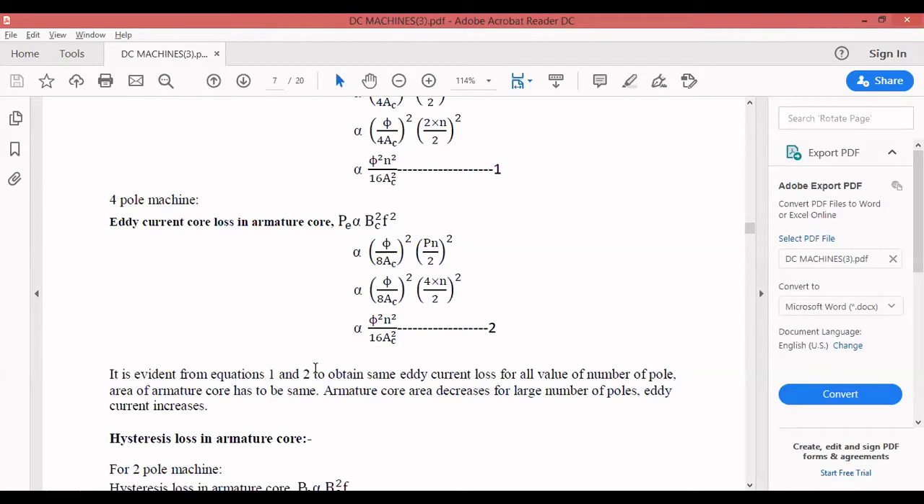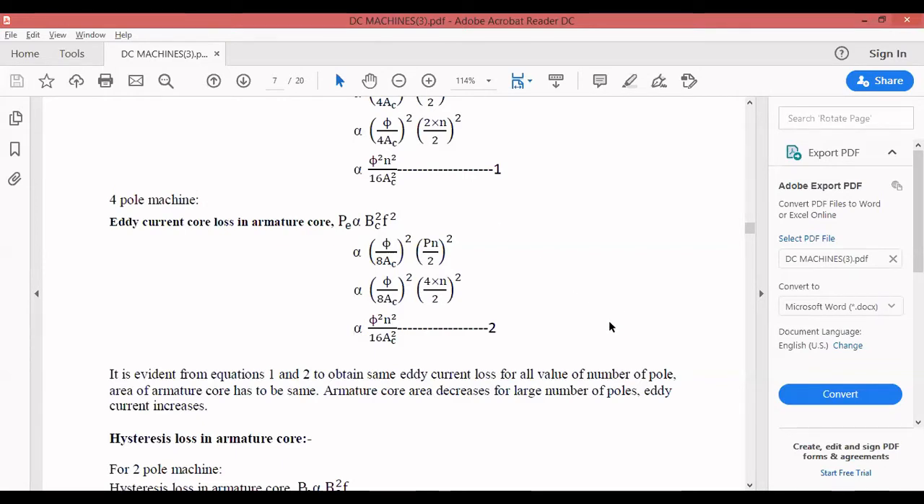So what you can say here is it is evident from equations 1 and 2 that to obtain the same eddy current loss for all values of number of poles, independent of poles, the armature core area has to be the same. Whether it is two poles or four poles, the armature core area remains the same. The armature core area decreases for a large number of poles and the eddy current increases. So what will happen if the armature core area decreases? Definitely the number of poles increases. As the number of poles increases, the eddy current loss increases. So for a large number of poles, the armature core area decreases, and in turn the eddy current increases.